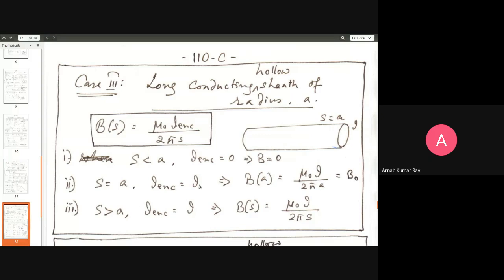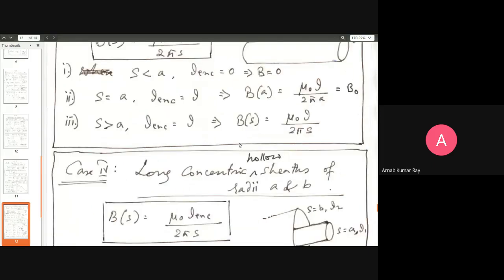And here you have S greater than A, I enclosed is equal to I. So you draw an Amperian loop outside. It's anyway going to enclose the full current once again. So I enclosed is equal to I, and so B will be equal to mu naught I by 2 pi S. S is no longer carrying any defined value, so you just leave it as a general S. So that's the third case. It's quite a simple thing.